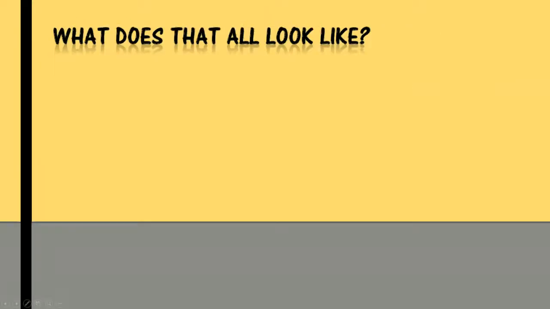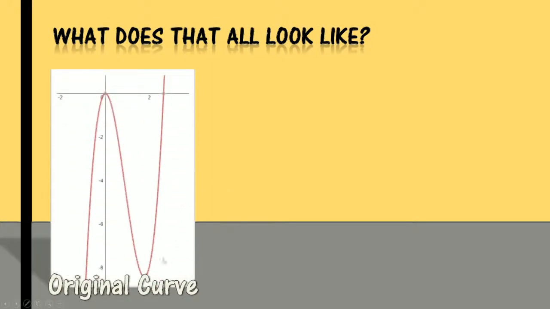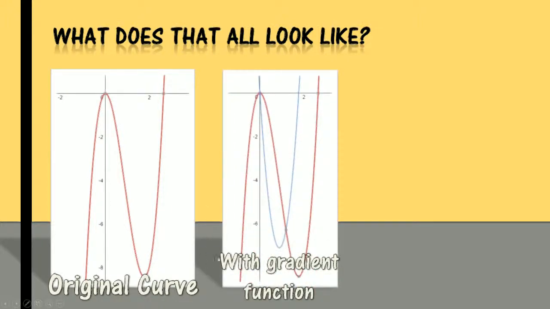So what does that all look like? I thought I would show you what this looks like as far as the graph goes. So if I show you what the original curve looks like, it looks like this. That's our 3x cubed minus 2x squared, or 4x squared. And that's it. So a cubic graph will have two changes of direction in it, you know, 1 and then 2. If I add in the gradient function, or the graph of what the gradient function looks like in blue, you'll see that that is what it looks like.